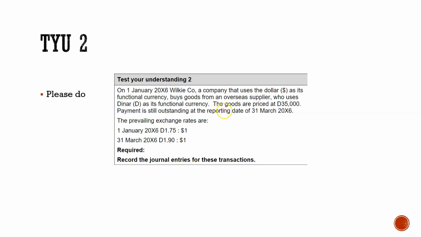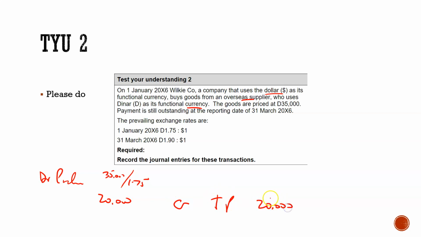Anyway, the key point here is that a company uses the dollar as its functional currency, and the supplier uses the dinar. So the goods are priced at 35,000. When you record this, you would have gone debit purchases, 35,000 dinar divided by 1.75. That's what you would have said, right? So 35,000 divided by 1.75 is 20,000. So you'd have recognized 20 grand in dollars, and credit trade payable 20,000. That's what you would have done.